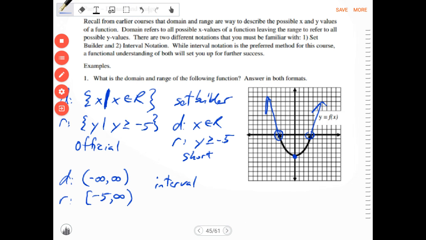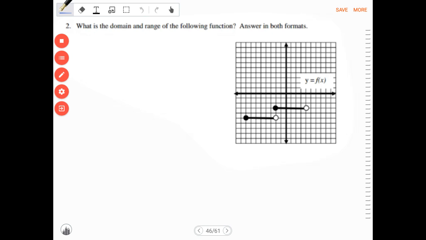All right, so let's look at example number 2. What is the domain and range of this one? So this is kind of a piecewise function, and we haven't seen a lot of these in any of our previous courses. It's really not a big deal, they just step up like this. Remember, an open circle can be greater than or less than, but never equal to. A closed circle is greater than or equal to.